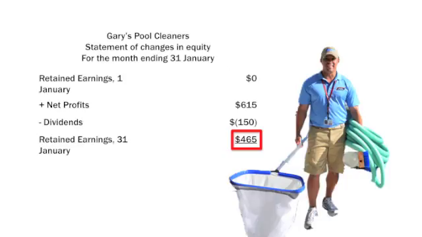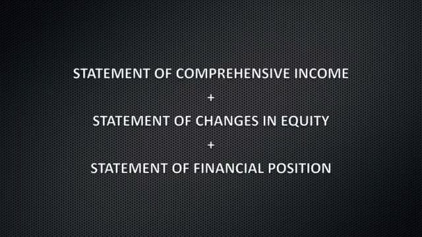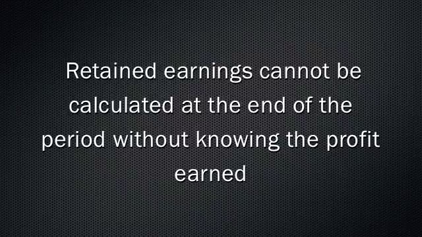Here, Gary's pool cleaning business had no retained earnings in January, but made a $615 profit and paid a dividend of $150, which left the business $465 in retained earnings. Changes in equity link the statement of comprehensive income and financial position, as retained earnings cannot be calculated at the end of the period without knowing the profit earned.